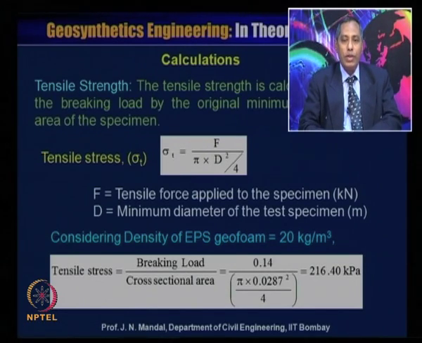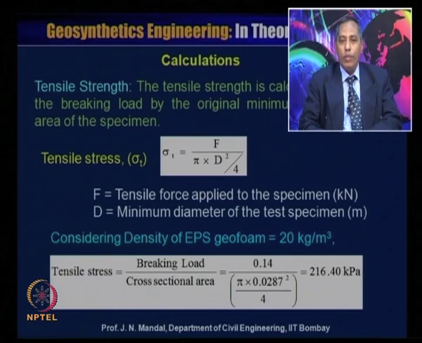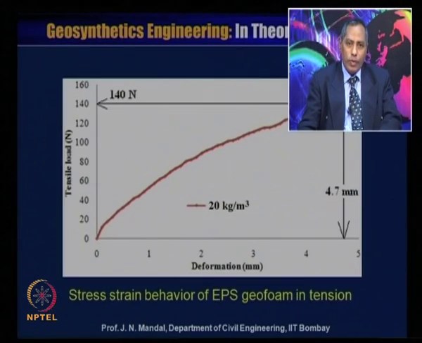So, tensile stress will be equal to breaking load divided by cross-sectional area, and breaking load is 0.14, divided by cross-sectional area, pi into 0.0287 square divided by 4. That will give the tensile stress value of 216.40 kilopascal. Now, this is the stress-strain behavior of the expanded polystyrene geofoam in tension.